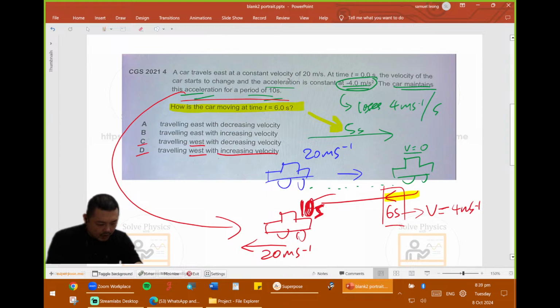All the way to here. Yeah, I mean it's just increasing in speed, right? All the way until 20, right? Okay, so I mean D is the answer anyway. So yeah, traveling west with increasing velocity.